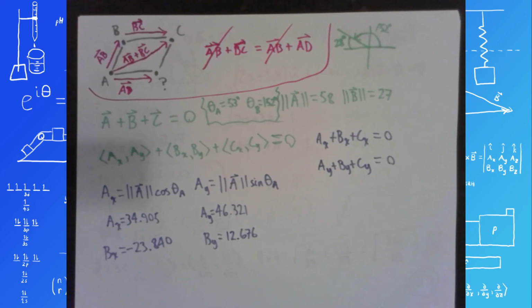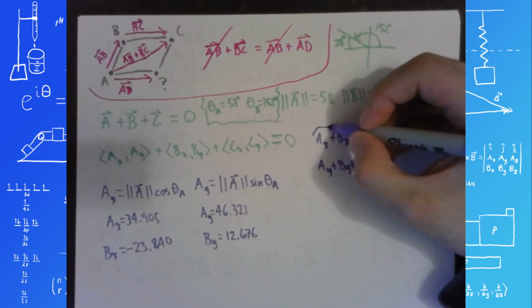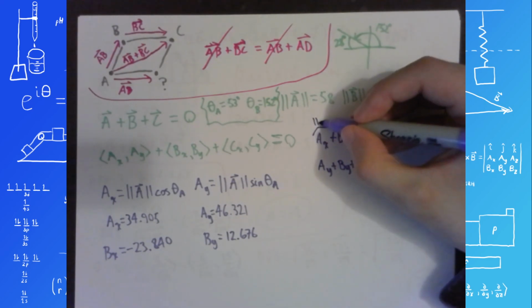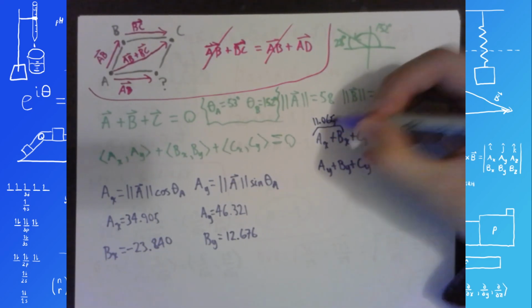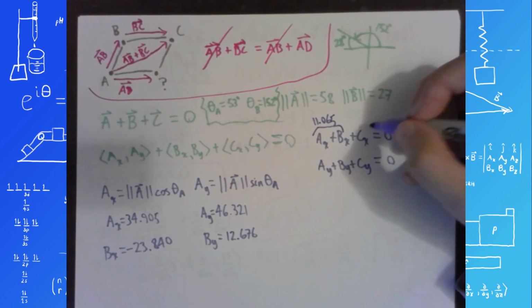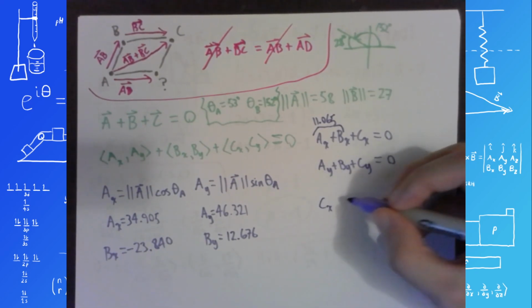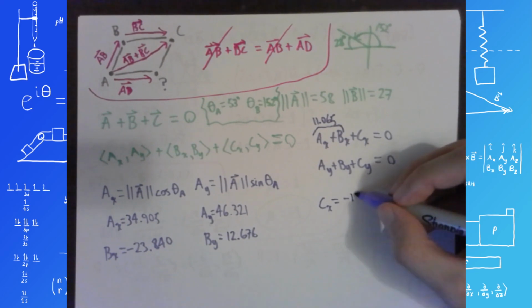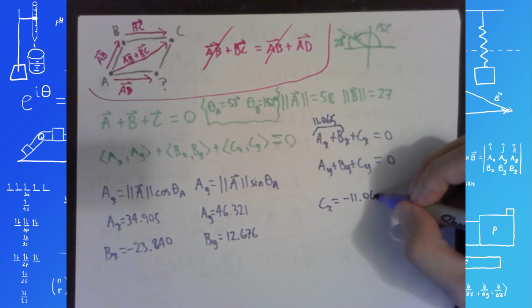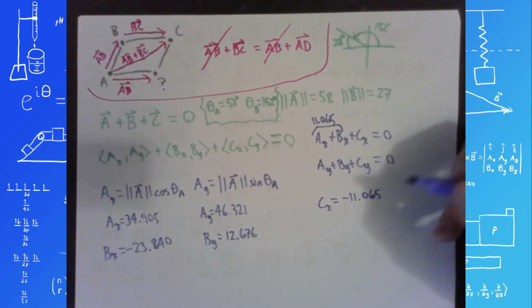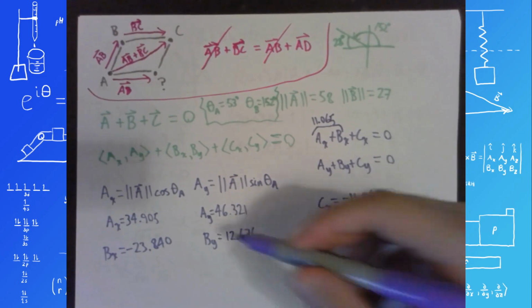So 34.905 plus negative 23.840 is positive 11.065. These two add up to 11.065. So that tells me then that CX has to be negative 11.065 approximately.